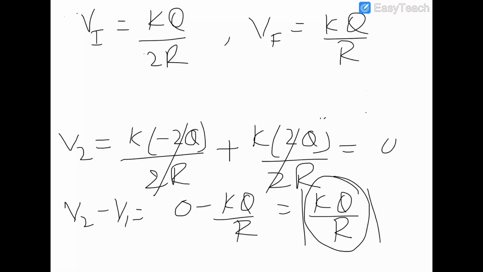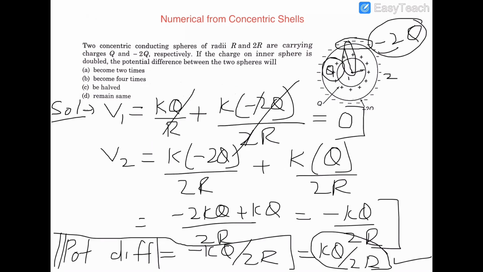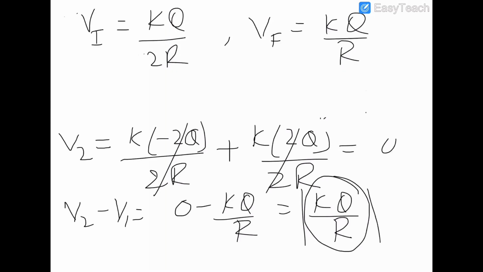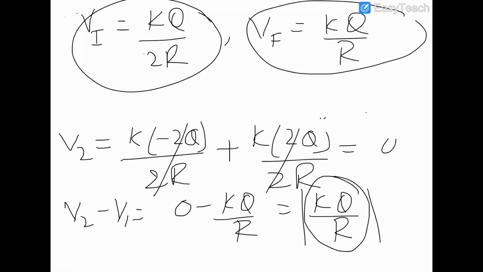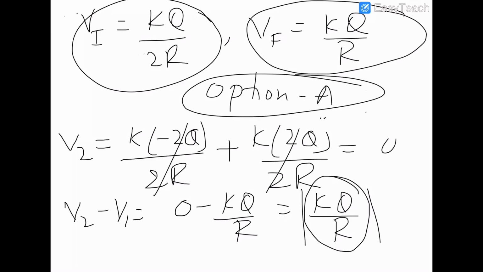So this was our question. We were asked what is the change if the charge on the inner sphere is doubled, the potential difference between the two spheres will. So our answer will be: become 2 times. Why? Because earlier the value was KQ by 2R, now the value is KQ by R. You can easily take its ratio and get the answer. So our correct option is option E. So that is our first numerical.